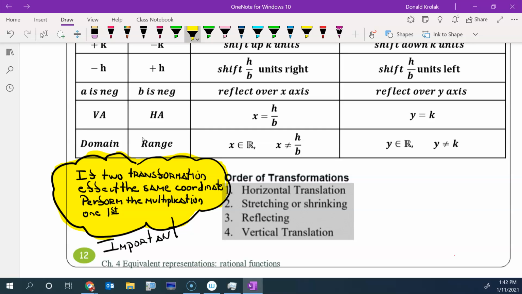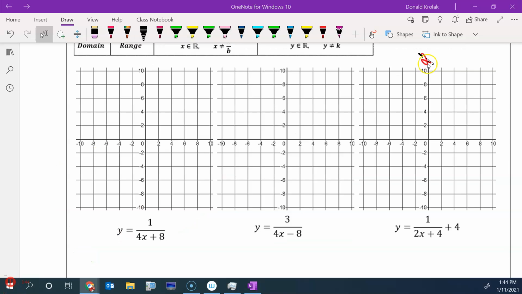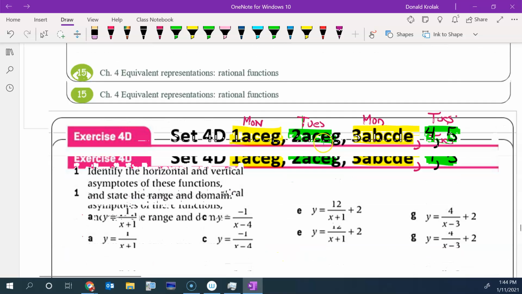It's only when you've got two things working on the X, or two things working on the Y. Find our anchor points, and then once we've got the anchor points, graph it. So I'm on page 15. All right.